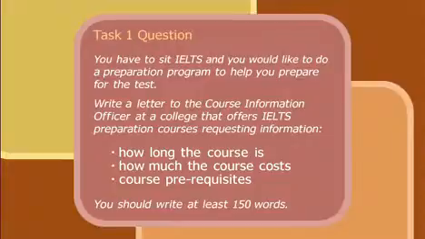The way the question is constructed tells you how to organise your letter. There are 3 bullet points: how long the course is, how much the course costs, and course prerequisites. This tells you that you should construct 3 body paragraphs, 1 for each bullet point. Thus, your letter should look something like this.